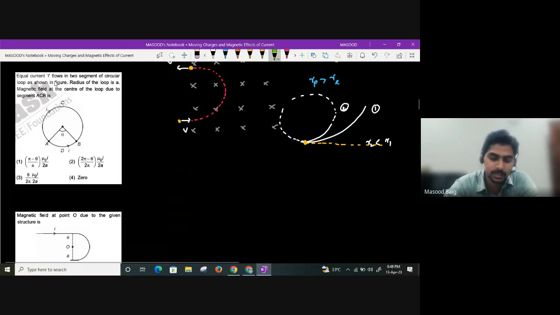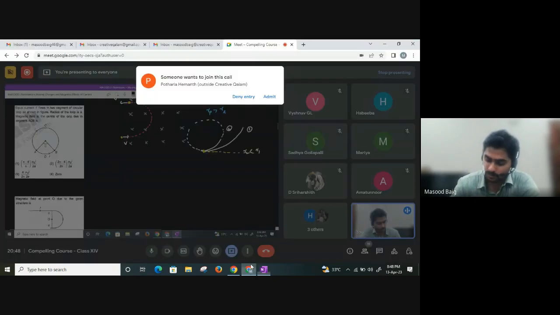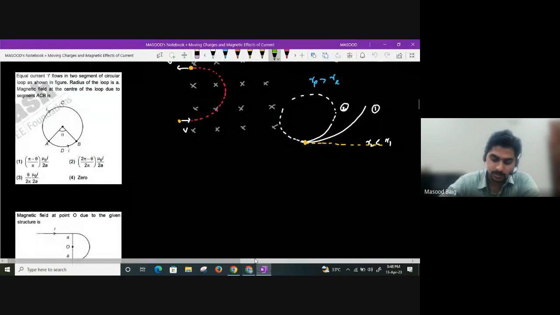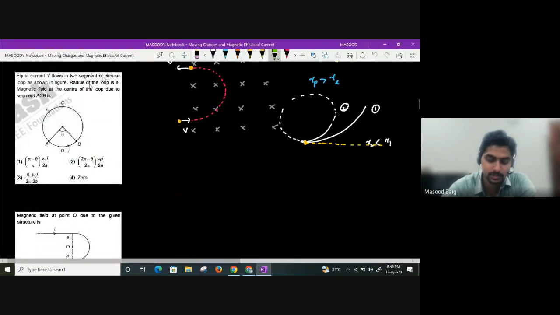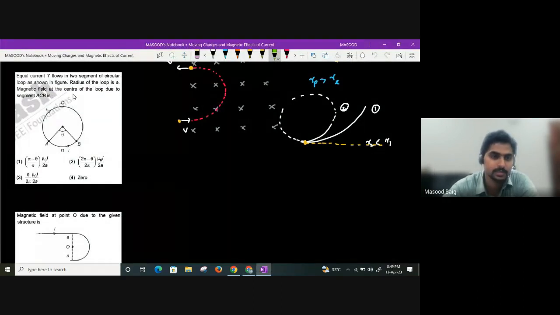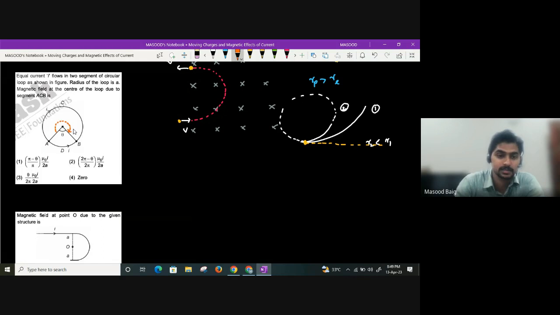Equal current I flows in two segments of a circular loop as shown in the figure. The radius of the loop is a. They are asking for the magnetic field at the center of the loop due to only the ACB part. Only this part. So you see how much angle it is going to subtend. Total angle is 360 degrees. We need to take the angle in radians, guys. So this dotted angle will be 2 pi minus theta, right?